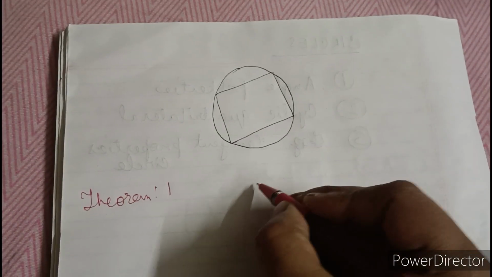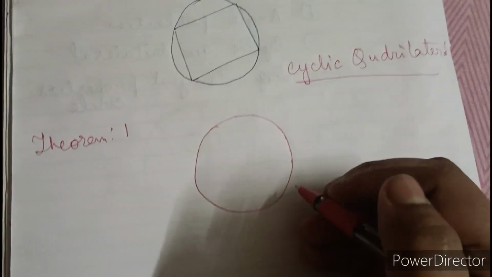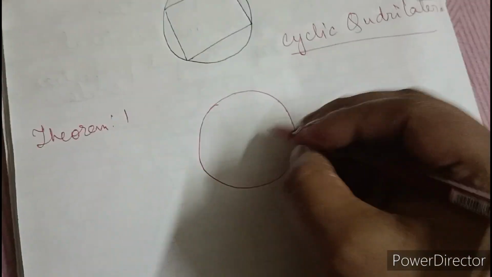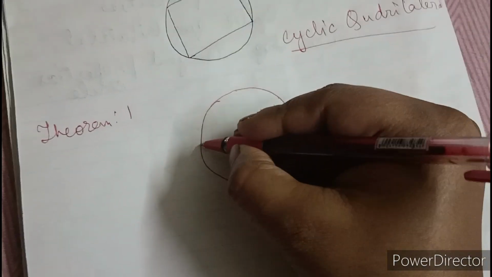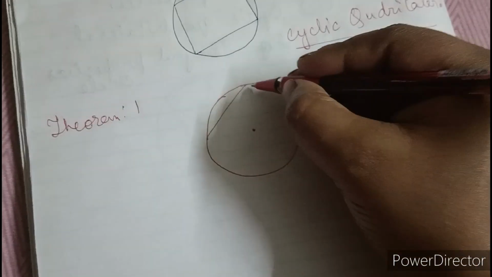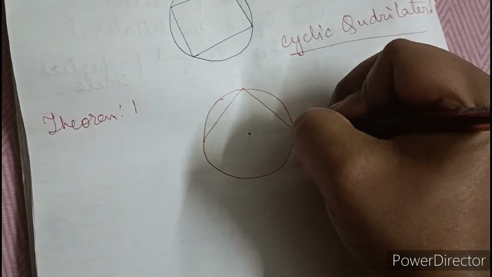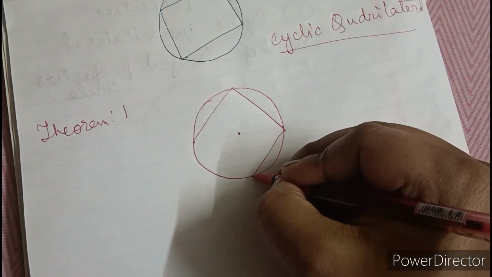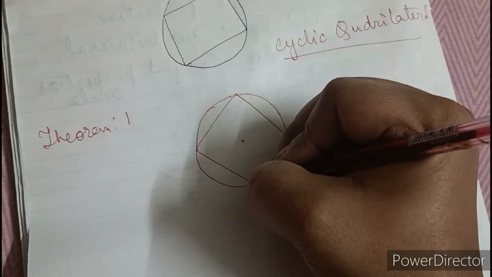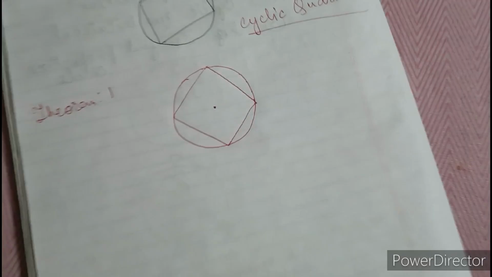Okay. So the first theorem states, theorem 1: in a cyclic quadrilateral, the opposite angles are supplementary. So opposite angles, that means suppose this is a circle with center O, and let us draw a quadrilateral whose vertices are on the circumference of the circle. All 4 vertices should be on the circumference of the circle. Then this is a cyclic quadrilateral. Okay.